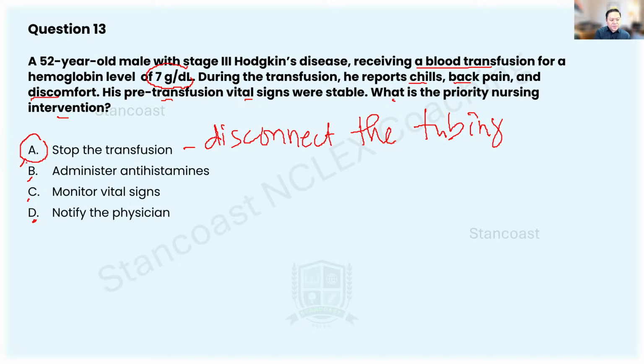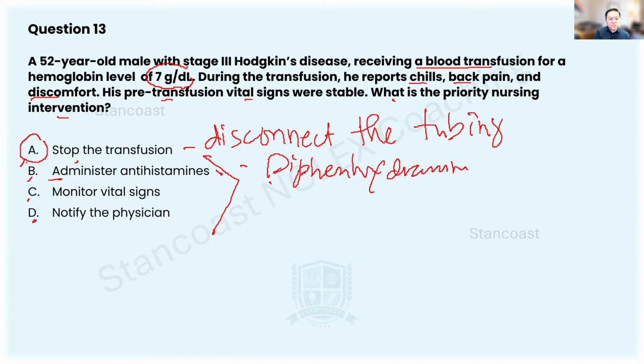I know that these are all good nursing interventions, but again, we are being asked about the high priority here, which is basically the stopping of the transfusion. We can administer the antihistamines once we have confirmed that the patient indeed had the allergic reaction, okay? So we can possibly administer the diphenhydramine if confirmed, okay?